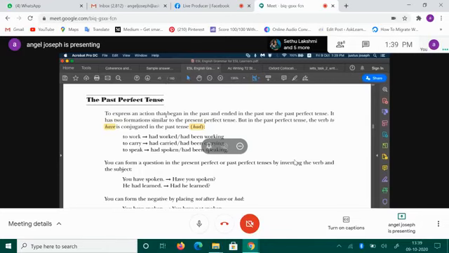Now that you know the usage, you should also start noting some things here. Whenever we are using had, the next word is in the past participle form. See, had worked, had carried. Is it had work? No. It's had worked, ed form. Carried, ed form. Spoken, en.